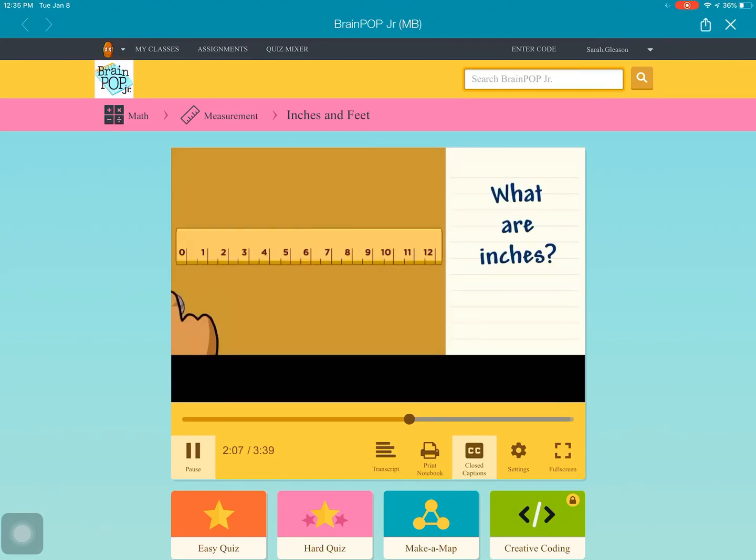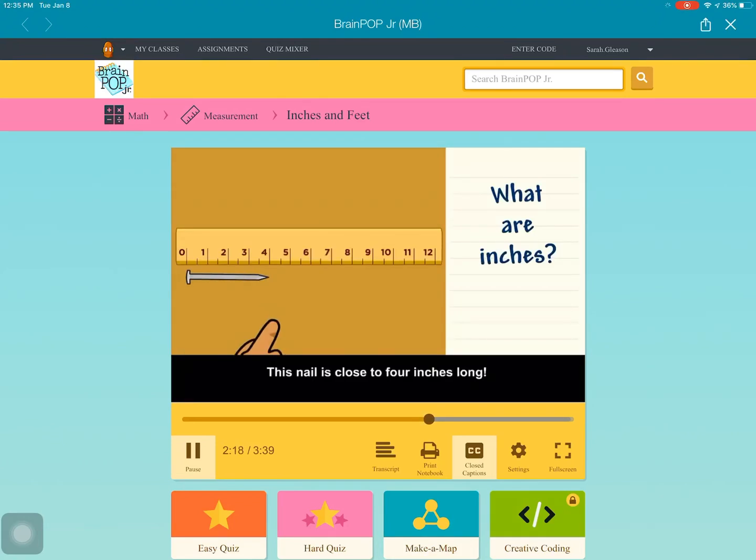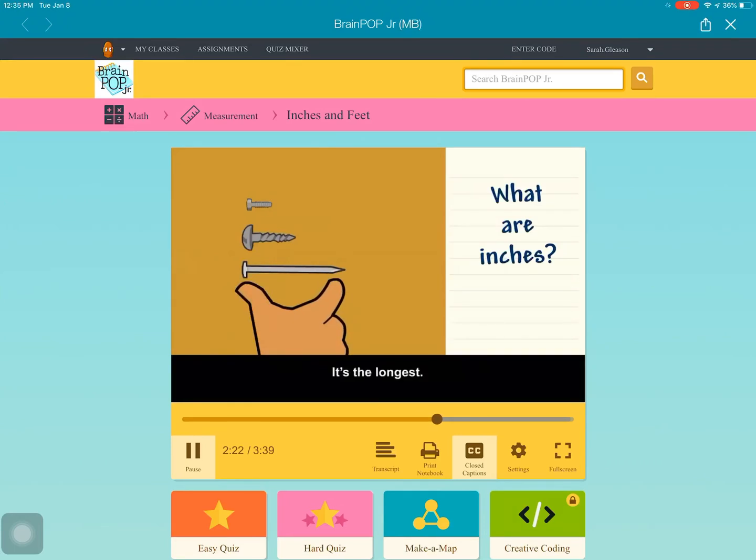Let's measure it. This screw is a little more than 2 inches long. It's longer than the bolt. This nail is close to 4 inches long. It's the longest.